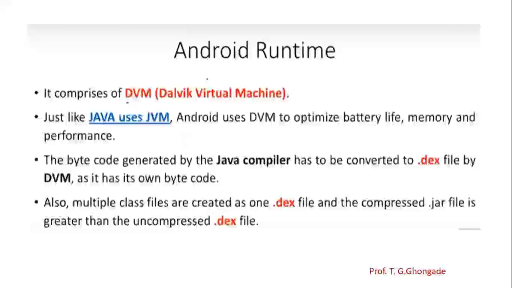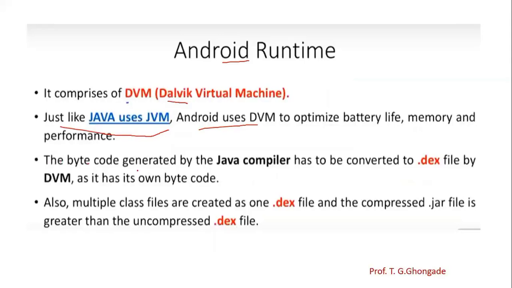After that, Android runtime. The next component of Android architecture is Android runtime. It comprises DVM, that is the Dalvik Virtual Machine. Just like Java uses JVM, the Java Virtual Machine, Android uses DVM, the Dalvik Virtual Machine, to optimize battery life, memory, and performance. So in Android, we are going to use DVM for this.